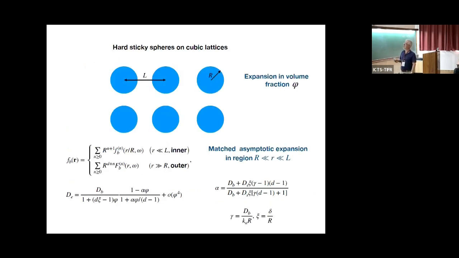So if you look at hard sticky spheres on a cubic lattice, there are methods of, I won't go into the details, there's an expansion you can make in the volume fraction, which you can push to quite high orders. And basically what you find here is that for the effective diffusion constant you have an explicit expression. And actually the surface absorption effect is occurring here.